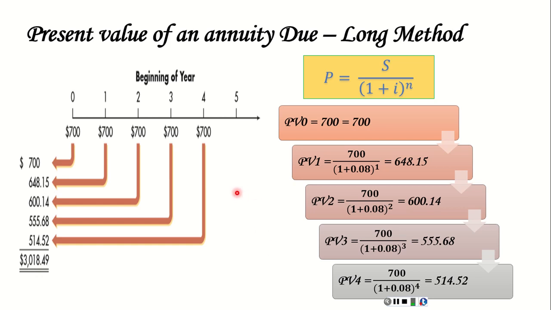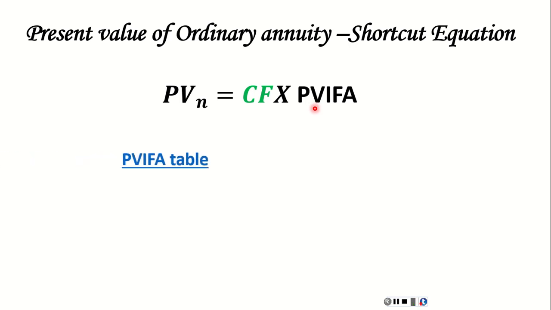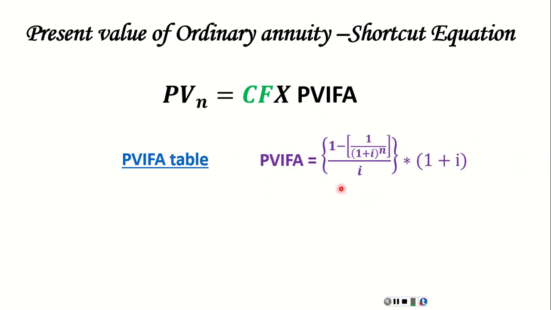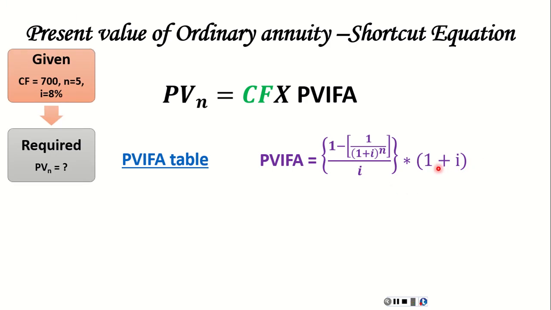This method is a long method, and because it takes several steps, we can use a shortcut equation by multiplying the cash flow times the present value interest factor for annuity. The first method to get this factor is from the table. The second method is to calculate it mathematically. We observe an extra term multiplied by the present value interest factor for ordinary annuity.